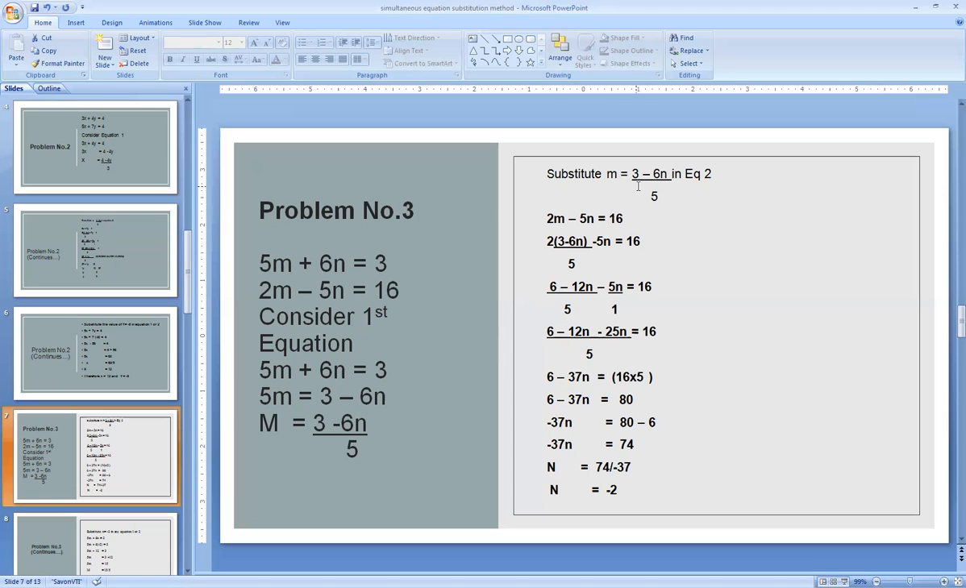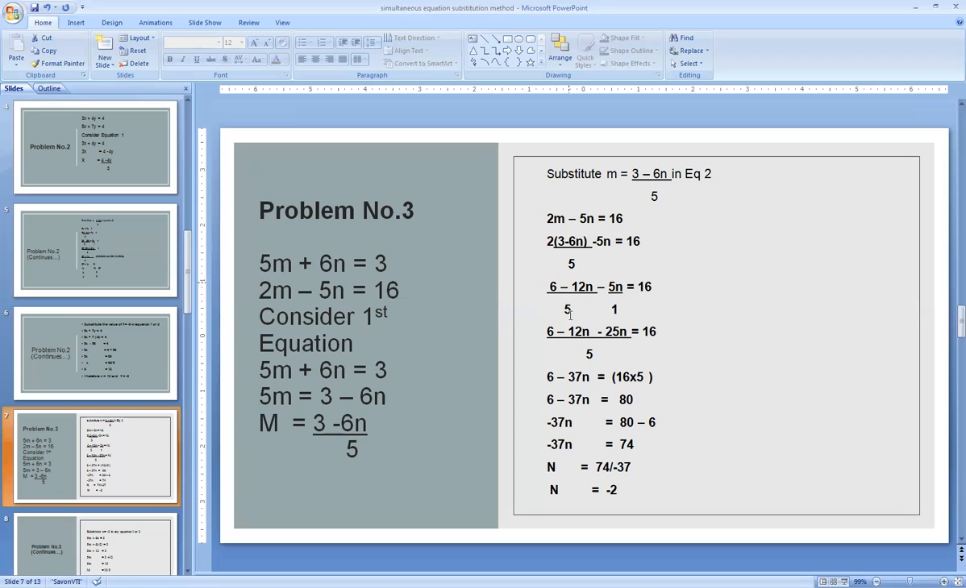So the second equation is 2m minus 5n equals 16. So where there is m, we can write 3 minus 6n divided by 5. So 2 into, in place of m, we have written here 3 minus 6n divided by 5, minus 5n, which is in the equation, rewrite as it is, equals 16. Now we have to multiply here to open the brackets. 3 plus into plus is plus, 3 into 2 is 6, plus into minus is minus, 3 2s are 6, 12n divided by 5. This minus 5n as it is equals 16.